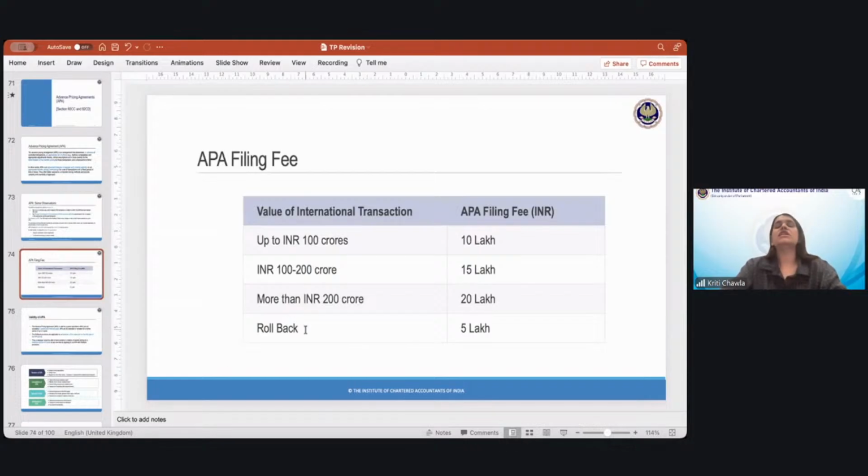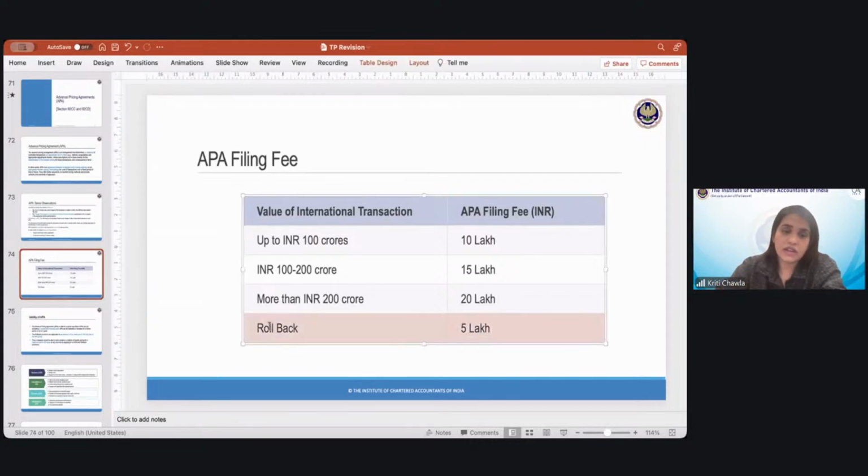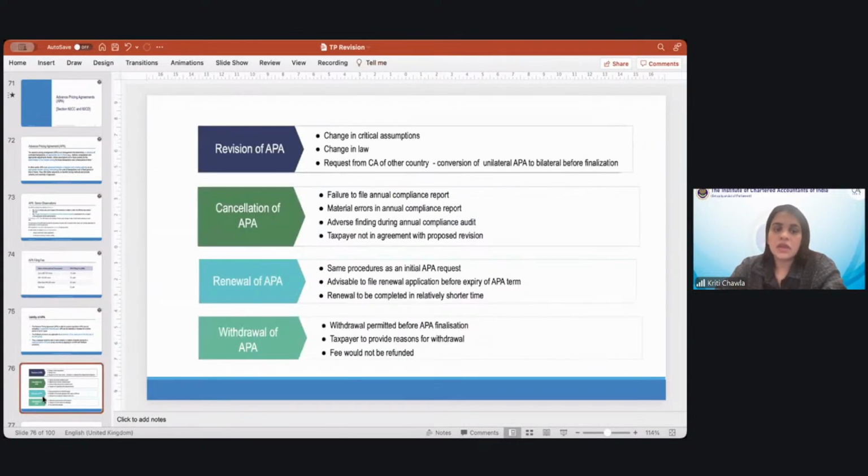Now, this is the reason they've mentioned here, which is the rollback, which is, if you take rollback provisions, going back 4 years, then also it's going to be 5 lakh APA filing fee.